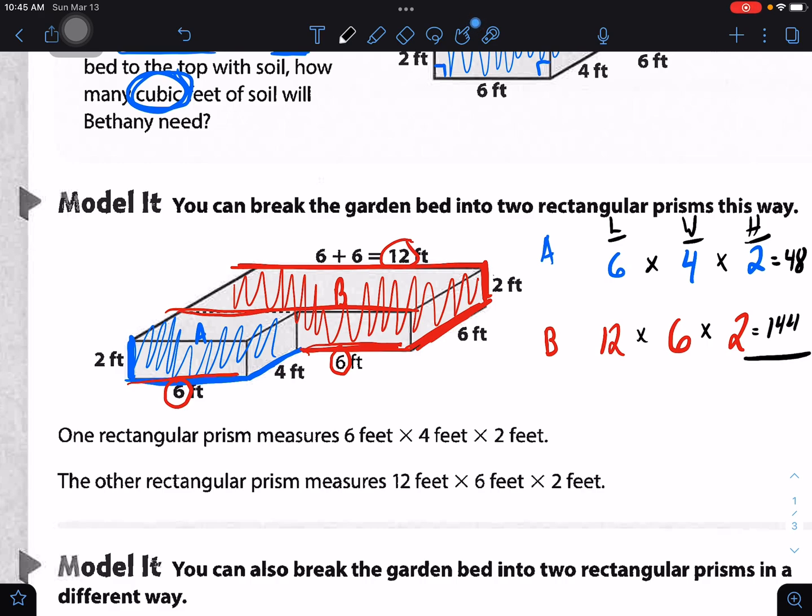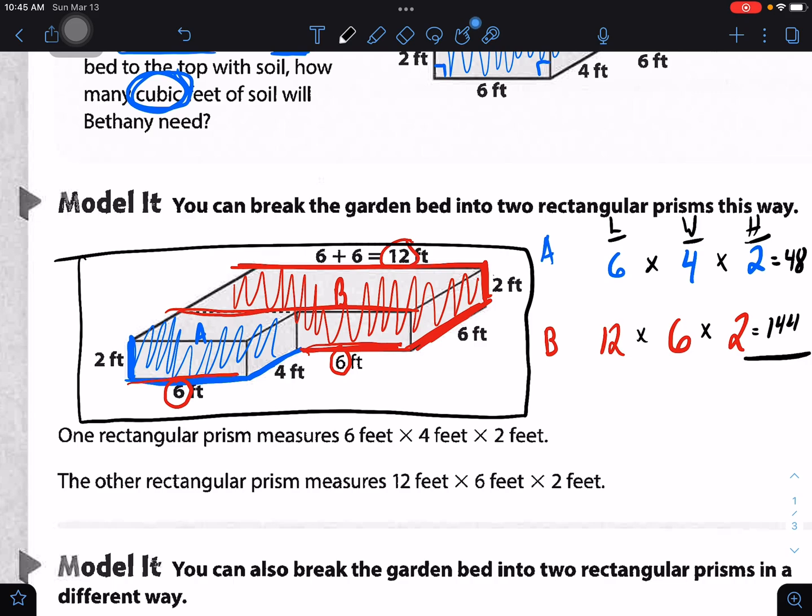Well, what do you think I should do now that I have two separate volumes? How do I find the volume of the entire shape, but I have these two separate volumes? Yes, add them together. Sometimes composite volume can be called additive volume to help us remember that we have to add these two pieces together. So 144 plus 48 would give me a total of 192 units cubed. And in this case, since it's feet, we would call it feet cubed.